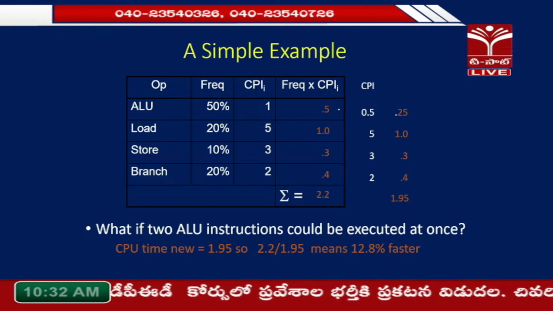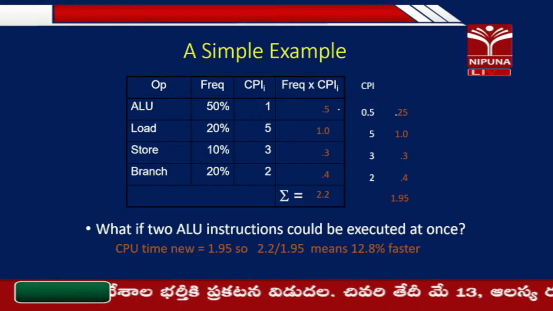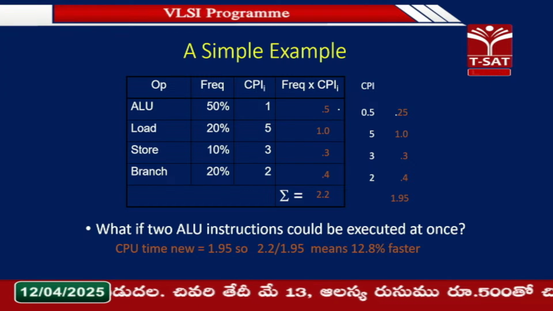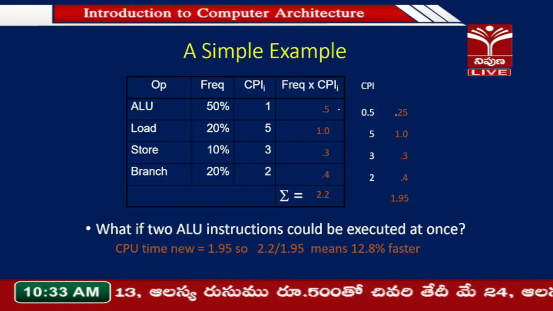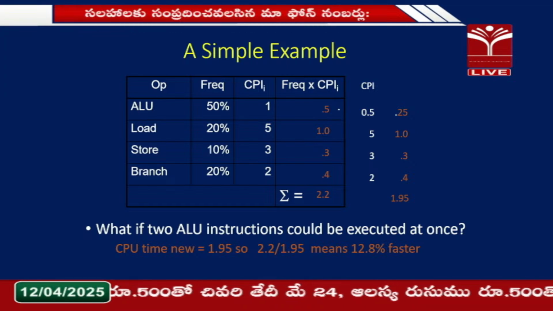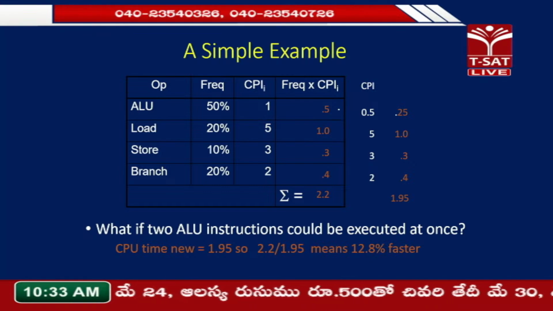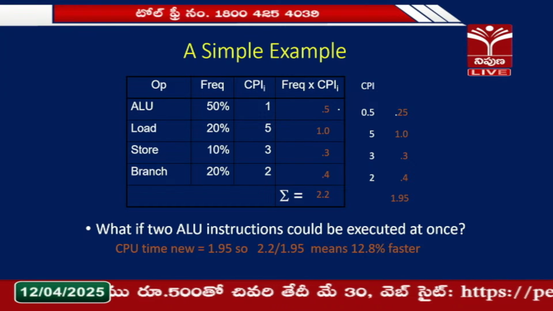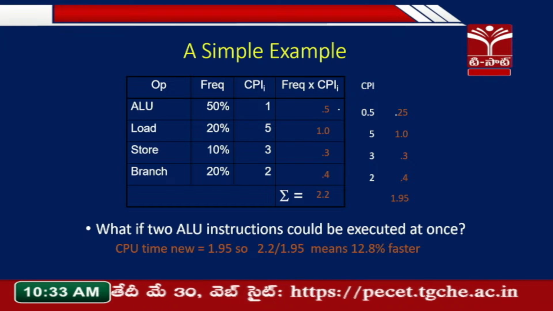Now, the summation of all these average or effective CPIs comes to 1.95. So, when you compare these two, 2.2 divided by 1.95, you can say it is 12.8% faster. This is a high level example that ties into what we just talked about on performance metrics, and it is a simple example that says the second CPU, with 2 ALUs operating in parallel, is 12.8% faster.